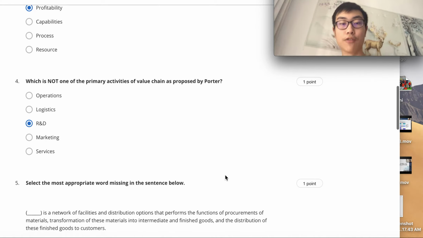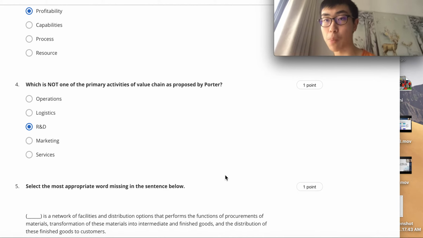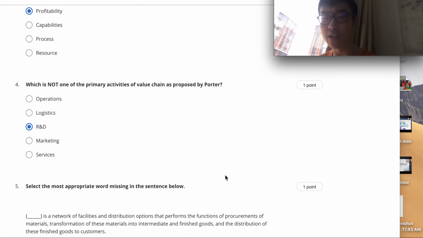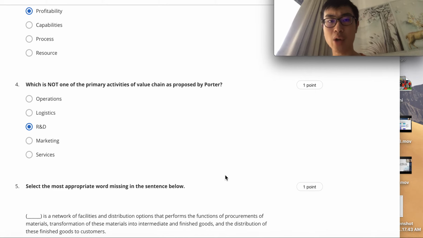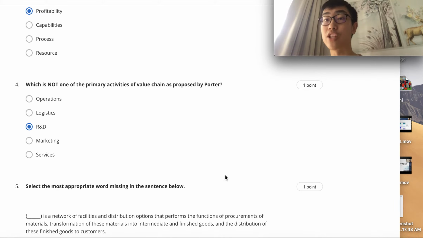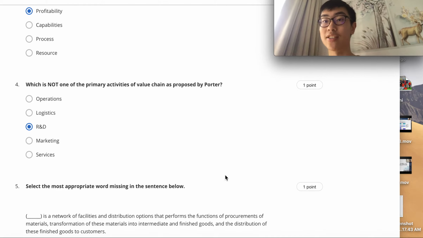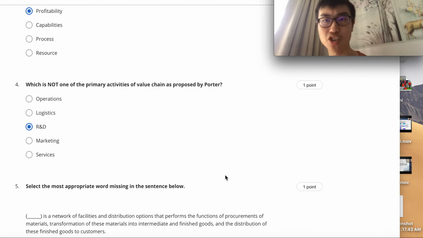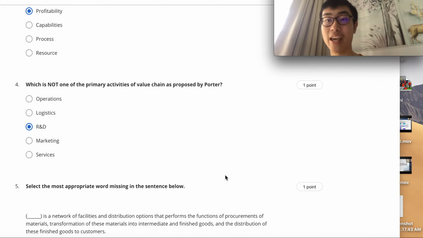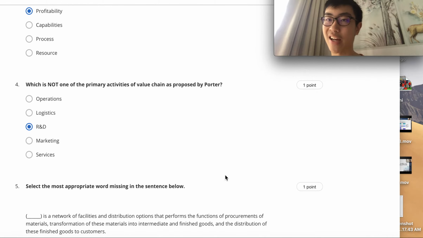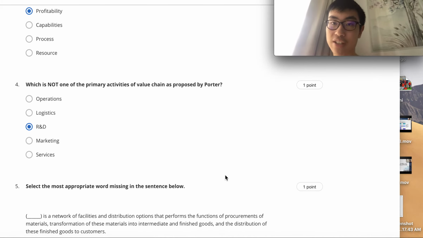Okay? And the fourth question, which is not one of the primary activities proposed by Michael Porter. So in our Michael Porter diagram, I show you guys, in our lecture 1, you actually found out that R&D is a part of the supporting activities, because R&D is not directly involved in selling the product to the customer. It is more the process in terms of developing this product and conducting the research or new product innovation. Definitely it is crucial, but it is not included in primary activities.